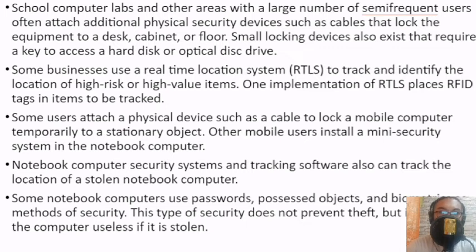This is most commonly seen in large public and private establishments such as large businesses and school buildings. School computer labs and other areas with a large number of semi-frequent users often attach additional physical security devices such as cable ties that lock the equipment to a desk, cabinet, or floor. Small locking devices also exist that require a key to access a hard disk or optical disk drive.